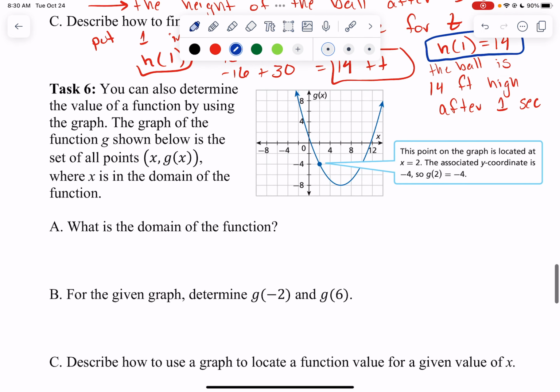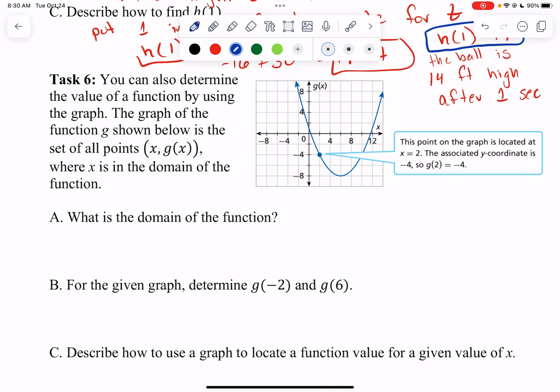Okay, you can also determine the value of a function by using the graph. The graph of the function g is a set of all points x, g of x. I put it over here to the right. So there's my function. Every single ordered pair on here is an ordered pair of this function, where x is the domain of the function. They give us an ordered pair, an input of 2, because here we're counting by 2s, gives me an output of negative 4. So I have the point when x equals 2, negative 4. We can write it that way: g of 2 equals negative 4.